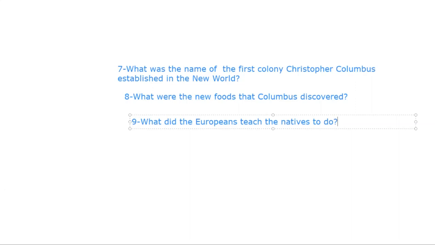Or they taught them how to roller skate. There was no roller skates. So it's pretty clear there in the reading what the trade-off was, the foods that he discovered through the Indians and then what the Europeans taught them to do. I'll give you a hint, maybe with certain animals, okay? All right, so make sure you write that down. And then I'm going to write number 10, the last question for today.